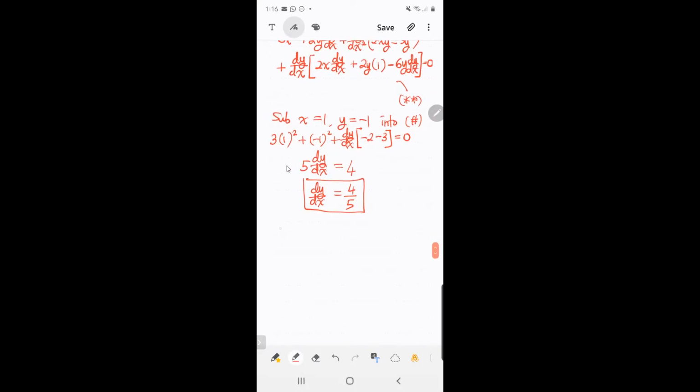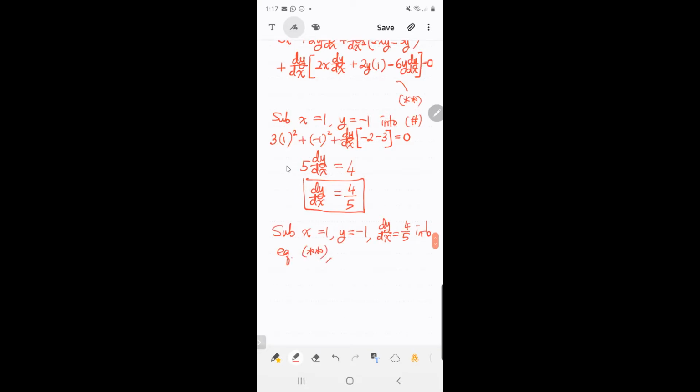So continue. Then you substitute x equals 1, y equals -1, and dy dx equals 4/5 into equation star.